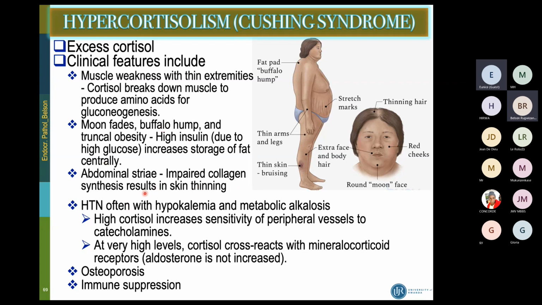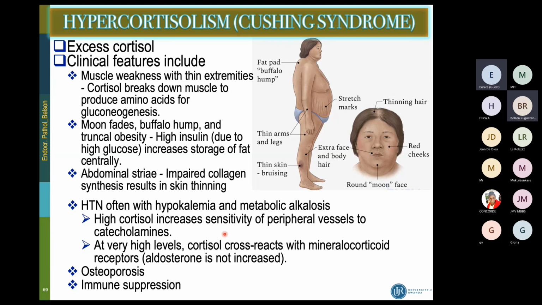Impaired collagen synthesis results in skin thinning. You see the streaks here. So hypertension, often with hypokalemia and metabolic alkalosis: high cortisol increases the sensitivity of peripheral vessels to catecholamines. So even if catecholamines are not increased, the peripheral vessels behave as if there are many catecholamines. When we say catecholamines, they are adrenaline and noradrenaline, which you know increase the blood pressure.